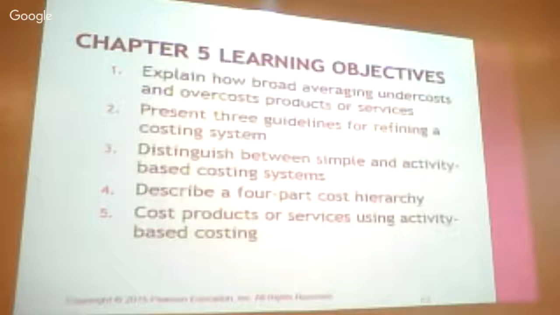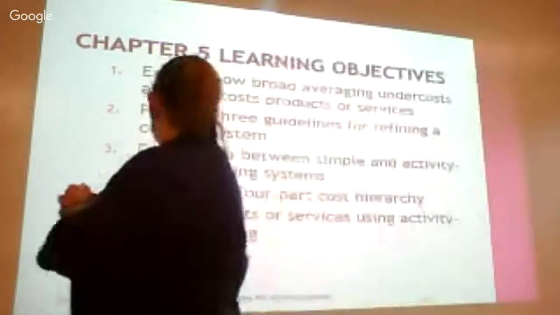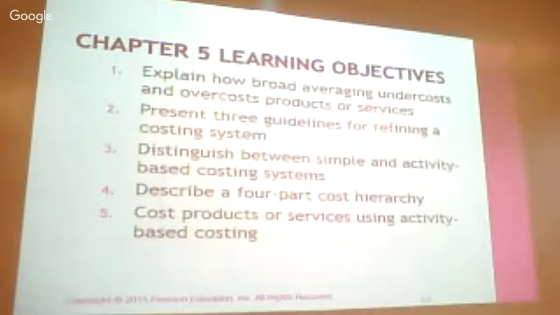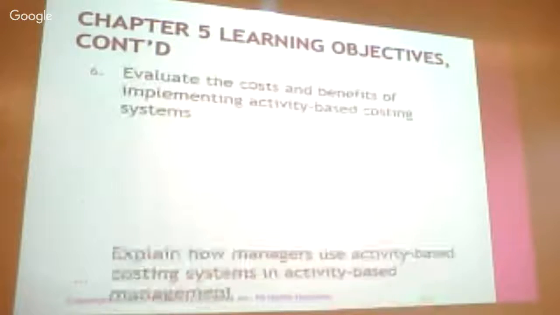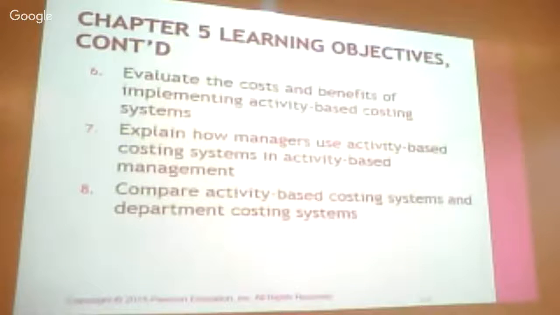So explain how broad averaging under costs and over costs products or services. Present 3 guidelines for refining the costing system. We're going to distinguish between simple and activity-based costing systems. Describe a 4-part cost hierarchy and cost products or services using activity-based costing. So ABC costing is actually activity-based costing. We're also going to evaluate the costs and benefits of implementing activity-based costing systems, explain how managers use activity-based systems in activity-based management, and compare activity-based costing systems and department costing systems.